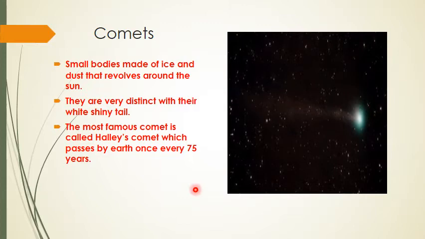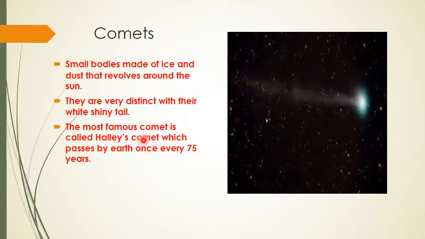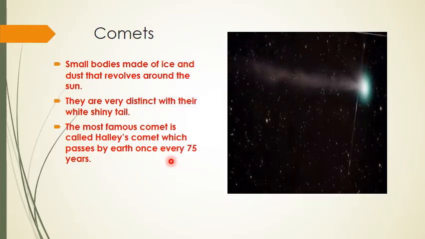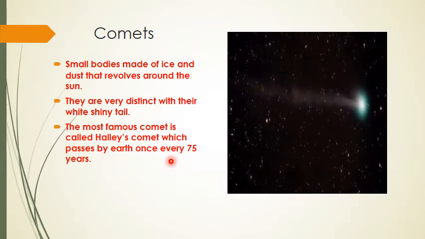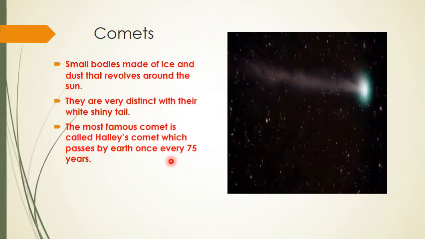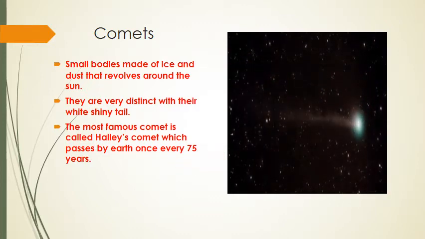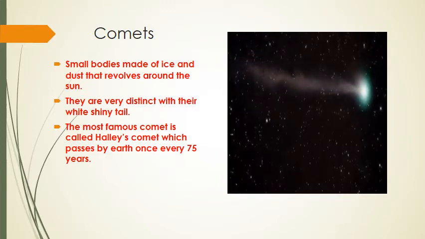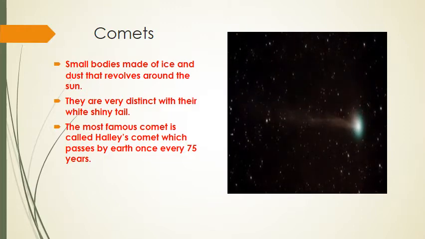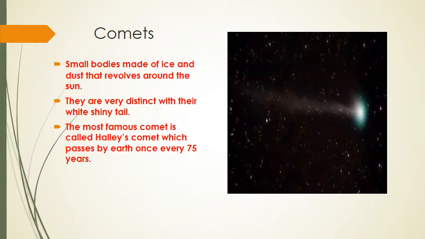The most famous comet that we learned about is Halley's Comet, and Halley's Comet has a certain pathway around the sun, and it can be seen from the Earth, where it comes closer to the Earth every 75 years, and the last time it was seen was in 1986. So now let's watch a little video about both asteroids and comets.